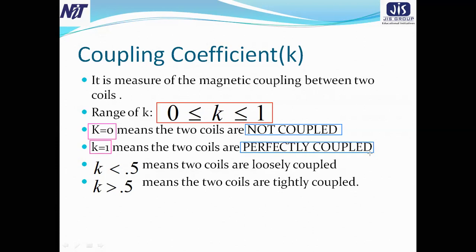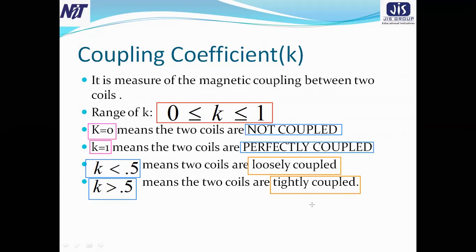But if the value is less than 0.5, what is the meaning of this? It means the two coils are loosely coupled. This is also important. Less than 0.5 is loosely coupled. Greater than 0.5 is tightly coupled. These are the four properties we have to understand to solve the circuit and to realize the coupling coefficient.